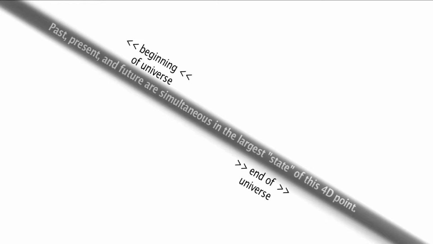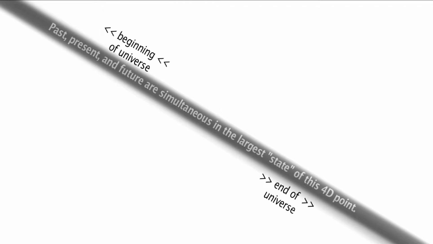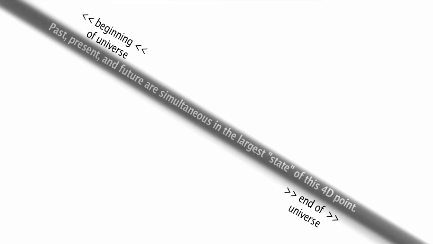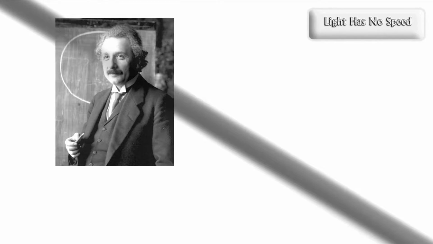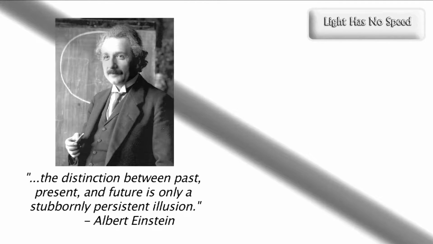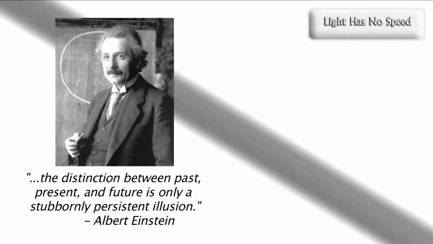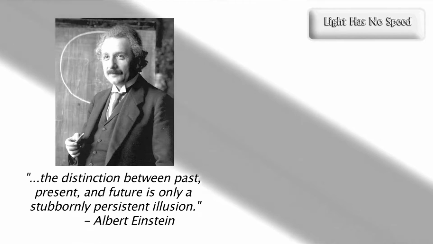The point would reach from the beginning to the end of the universe in the same way that a photon traveling at the speed of light would perceive itself to be simultaneously emitted from a distant star and arriving at an observer's retina. This is an important concept we looked at in Light Has No Speed. It also ties nicely to something Einstein said a number of times. There is a way of thinking about reality in which the separation between past, present, and future is only a stubbornly persistent illusion. What's outside that largest possible 4D point we've just imagined?